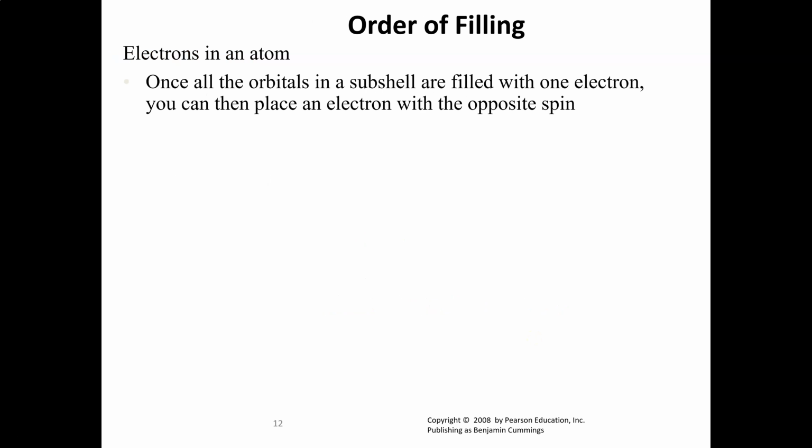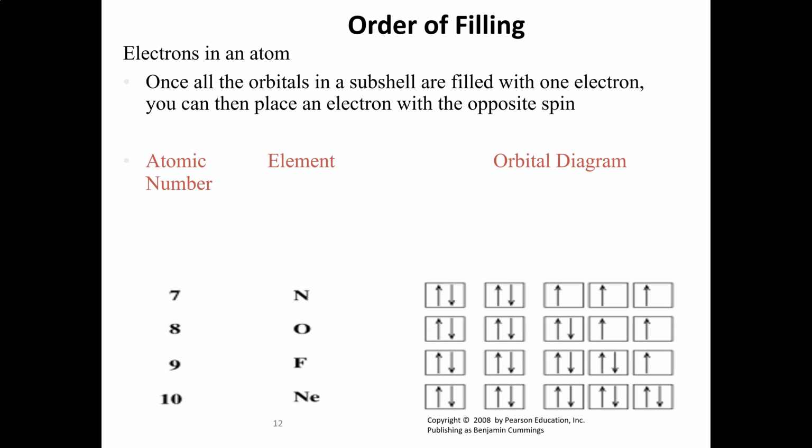All right. Once all the orbitals in a subshell are filled with one electron, you can then place the electron with the opposite spin. So you have to have all the orbitals occupied. So what the heck does this mean in English? All right, take a look. You see for nitrogen, you have 7 electrons, right? So the first one up, the next one down, up, down. Now look what happens in the P. You don't do this. That's a big no-no. No, we don't do that.